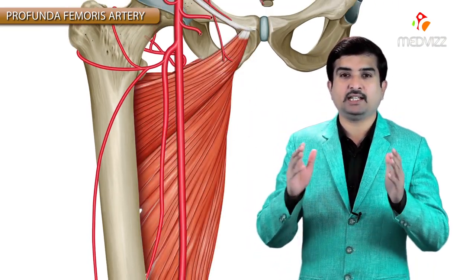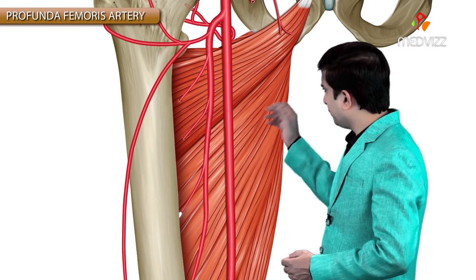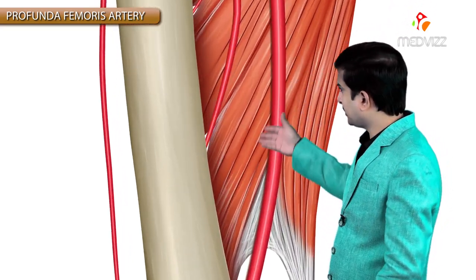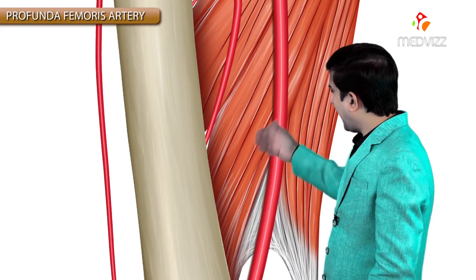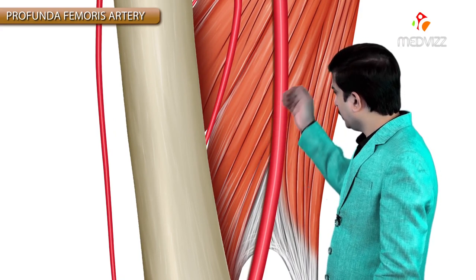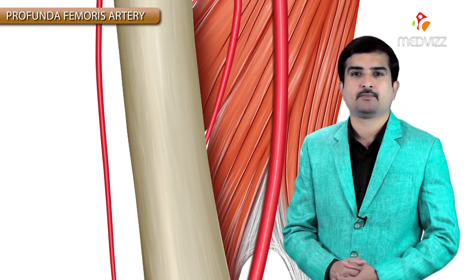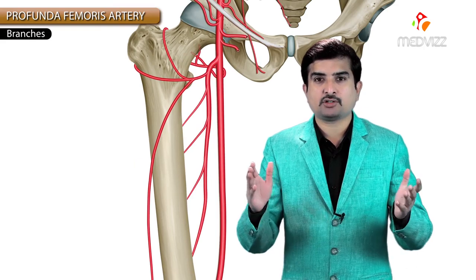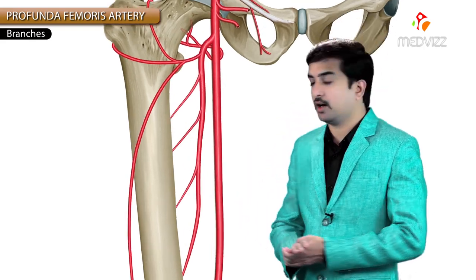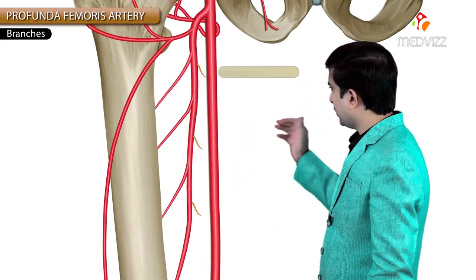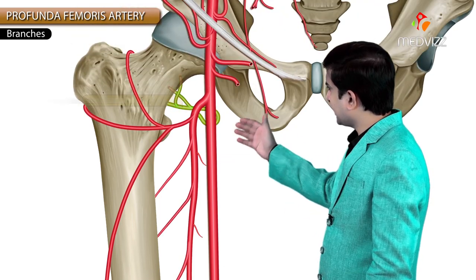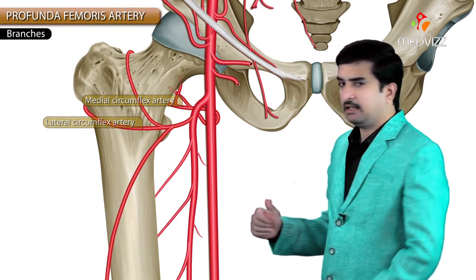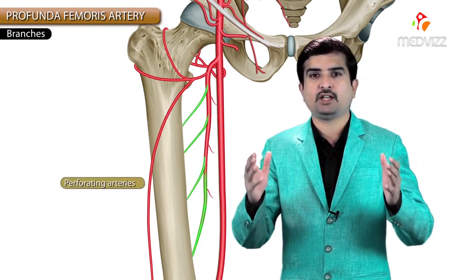So here it gives off the first three perforating arteries, and its terminal part pierces the adductor magnus as the fourth perforating artery to reach the back of the leg. And what are the branches? The branches of the profunda femoris artery are as follows: muscular branches, medial circumflex femoral artery, lateral circumflex femoral artery, as well as four perforating arteries.